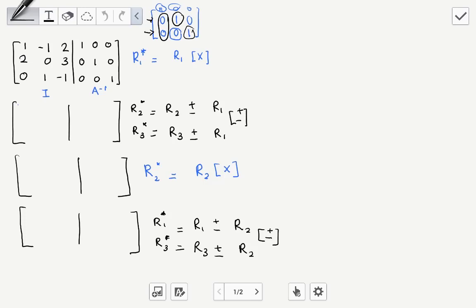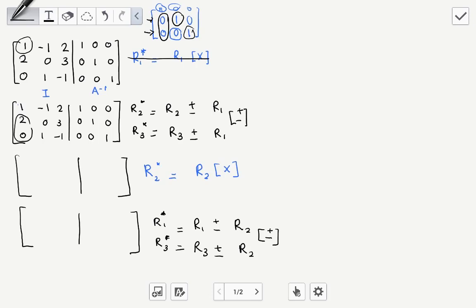So the first aim is for me to get my first element as 1. Notice, student, my element is already 1, so I do not need this operation. I do not need this step. So what I'm going to do is copy back everything as it is, because I didn't do any operation.